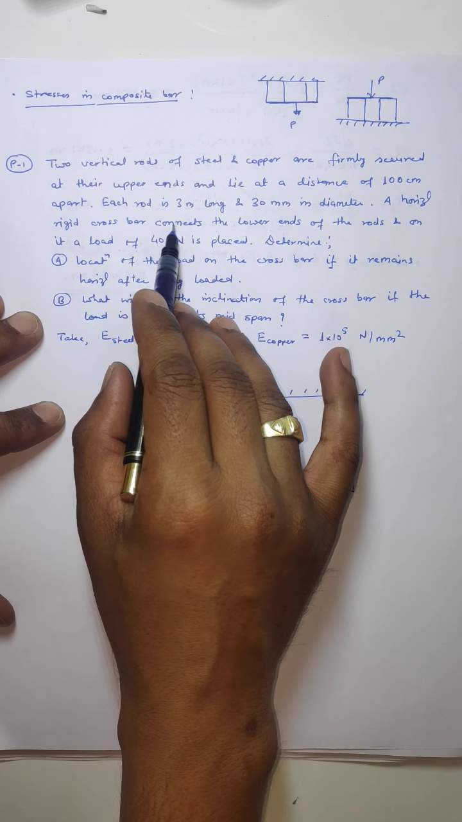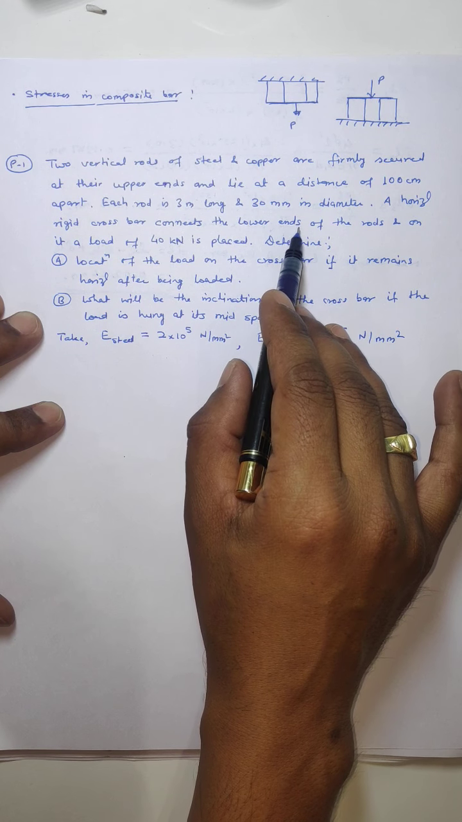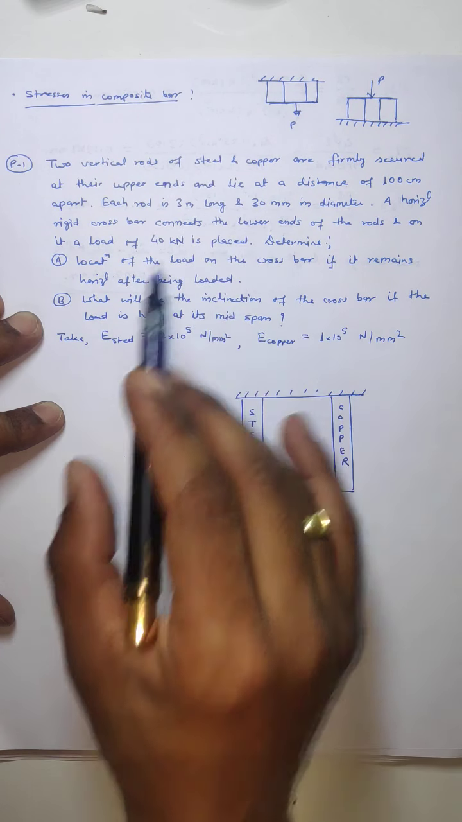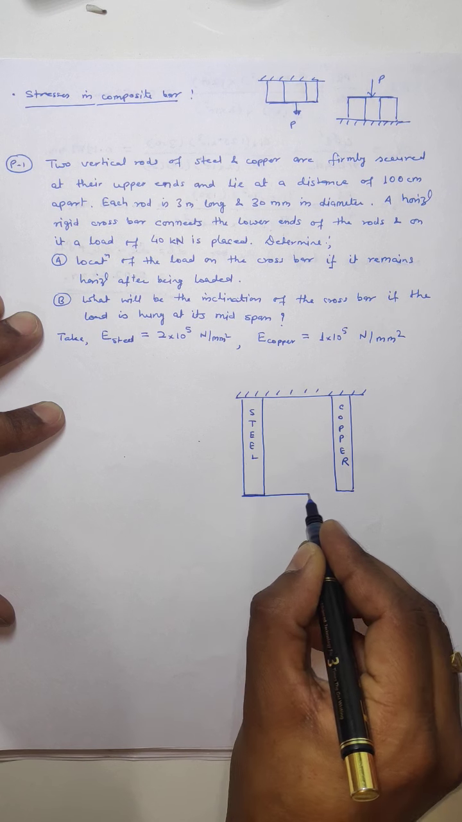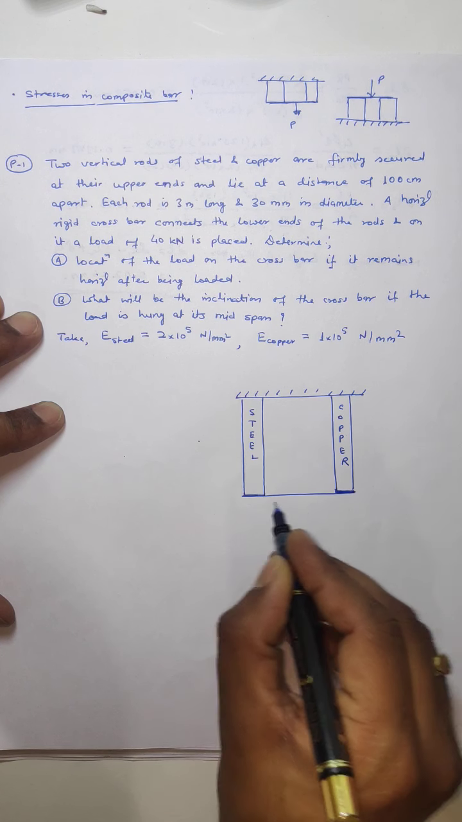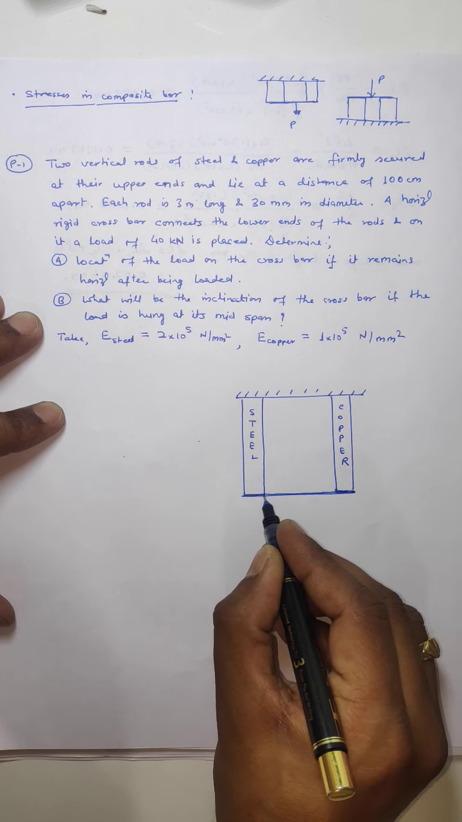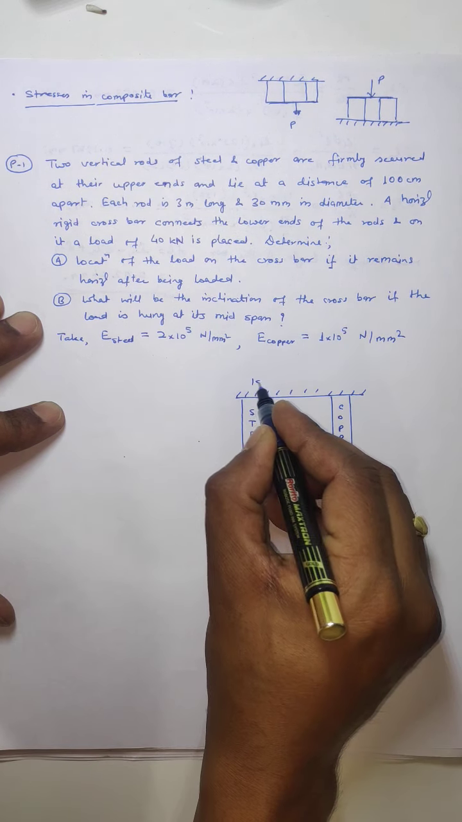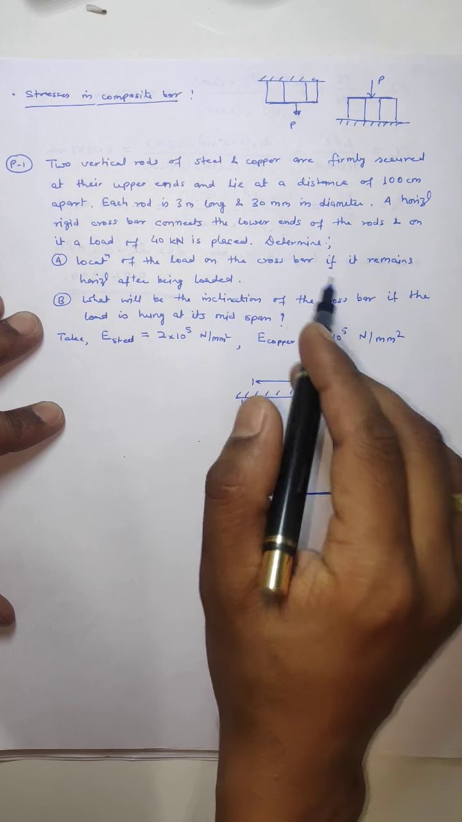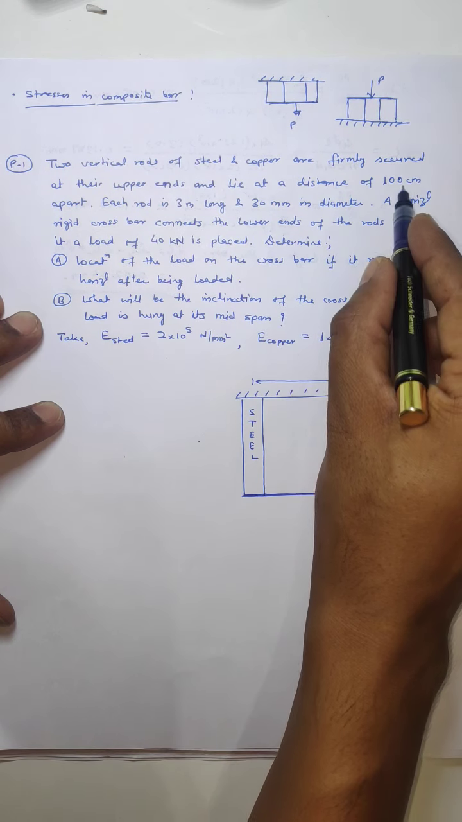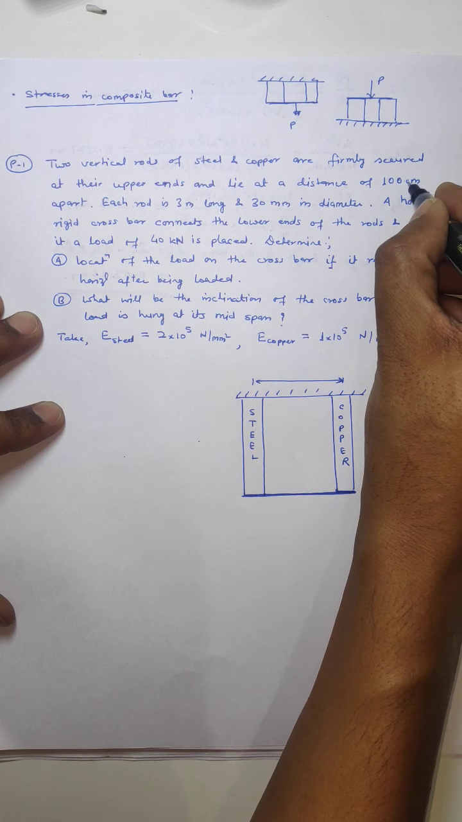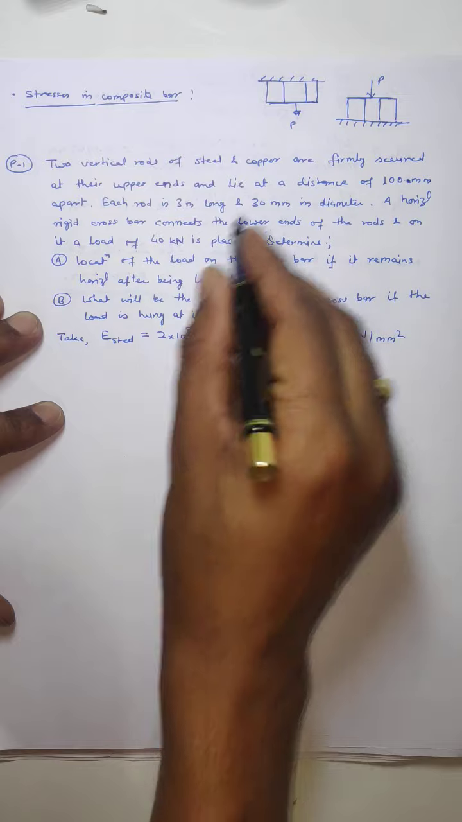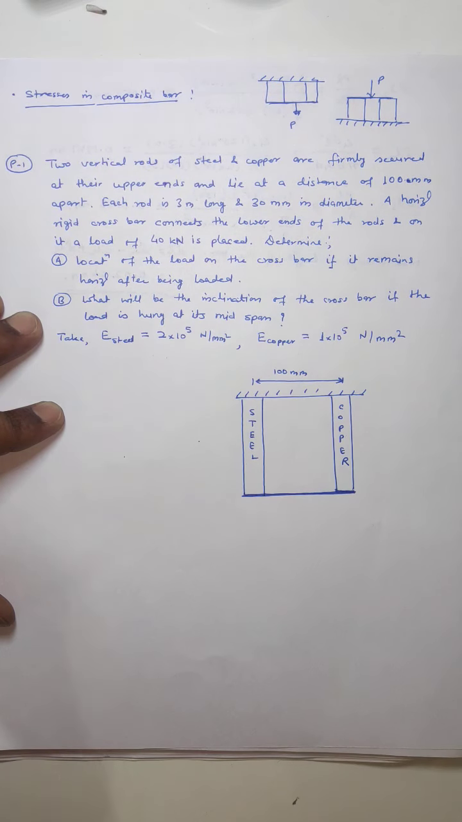A horizontal rigid crossbar connects the lower ends of the rod, and on it a load of 40 kilonewton is placed. Suppose we are having a crossbar like this and a load is placed on this crossbar. So these are 100 centimeter apart. No, it is 100 mm apart. All dimensions are in mm. This is 100 mm apart.